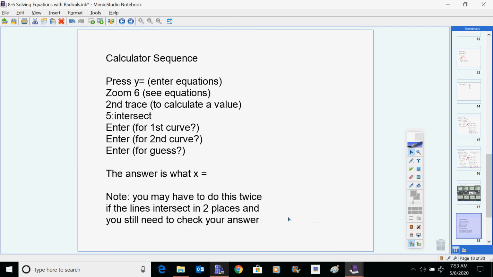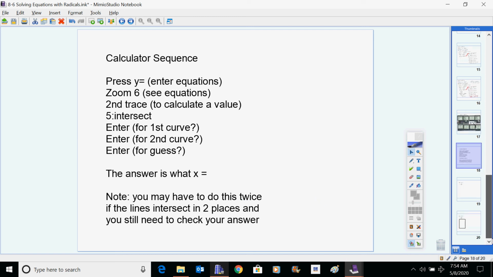Okay. All right, so this is just the calculator sequencing if you wanted to jot that down so you have it. So the answer is what x equals. And if it did intersect in two places, you would have to do it twice, but on this one it just intersected in one place.